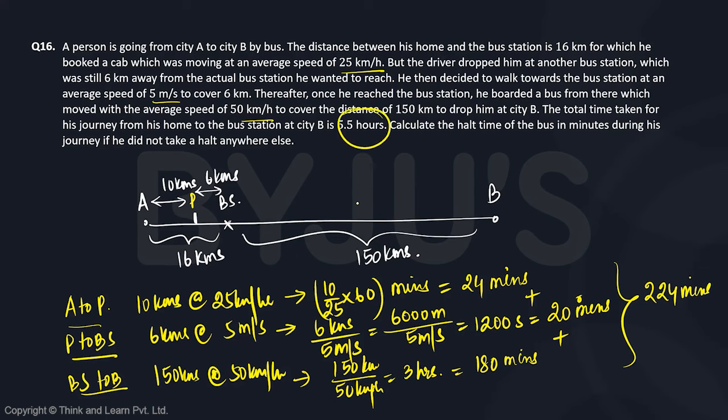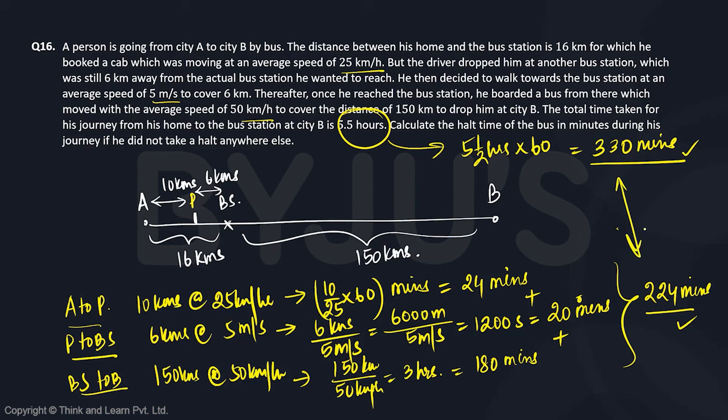Because of the halt and everything, the journey took 5.5 hours. So 5.5 hours into 60 is going to give us 330 minutes. This is not the time the bus took, but the entire time from his home to city B. And this is the entire time for which the traveling was happening.